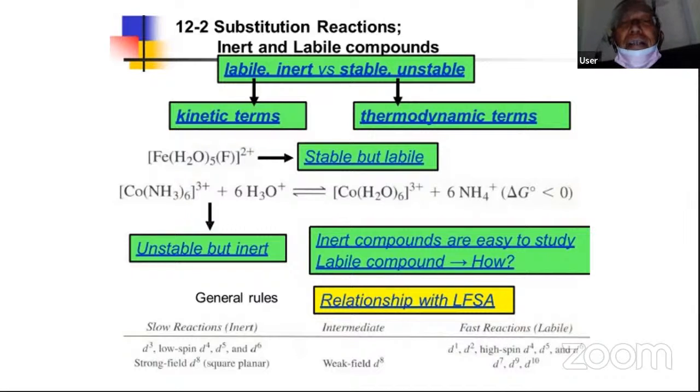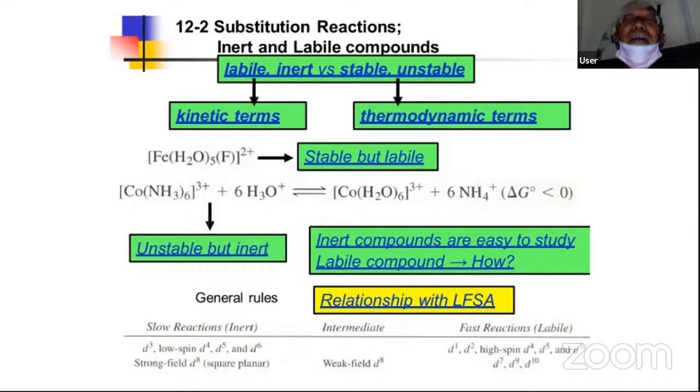Okay, and then there are general rules, with a relationship to LFSE. It has something to do with ligand field stabilization. We have studied the theory of ligands, crystal field theory and ligand field theory. They are all interrelated. So there are some examples of stable, unstable, labile, and inert complexes. Go and see the next slide.